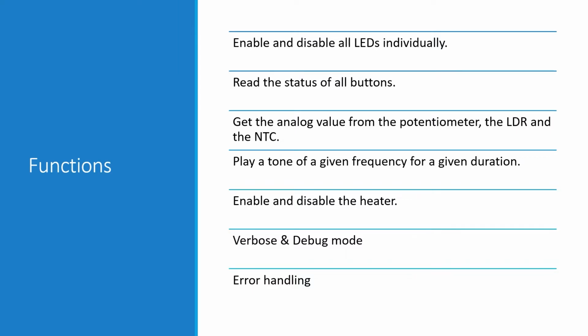Here are all the functions of my program. It can enable and disable all LEDs individually. It can read the status of all buttons. It can get the analog value from potentiometer, LDR, and NTC. It can play a tone of a given frequency for a given duration. And it can enable and disable the heater. Optionally, it can provide different types of feedback to the user when verbose or the debug mode is enabled. Also, it can handle various types of errors.